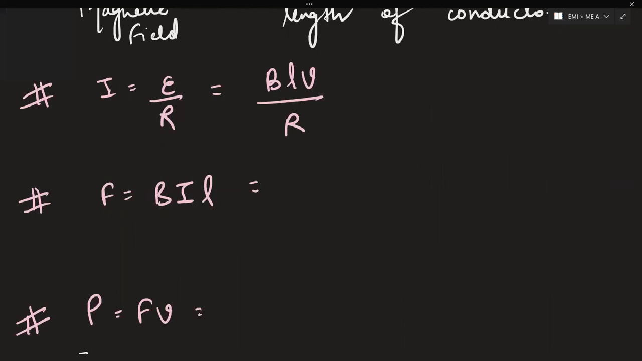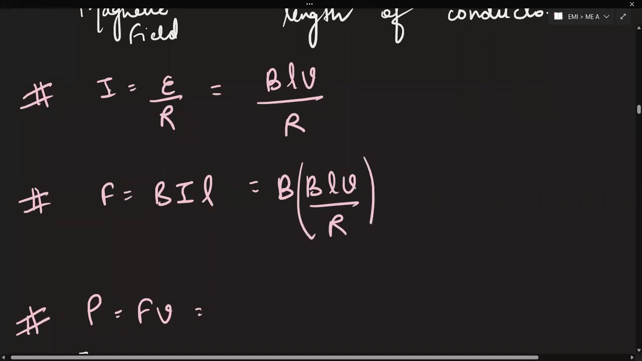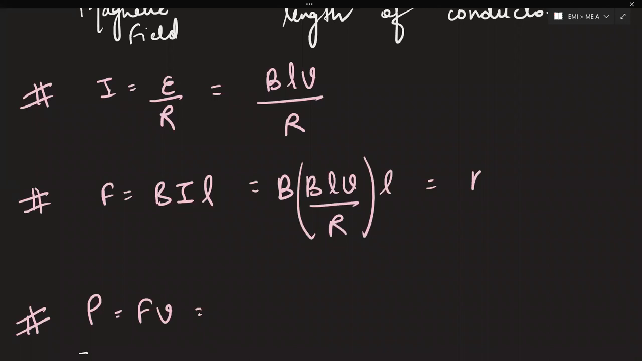Force is BIL. Remember force on a current carrying conductor, we did single conductor BIL. So from here, B, put the value of I, BLV by R. This is B, I and L. So this becomes B square L square V by R. That is the force. This formula can also be used.